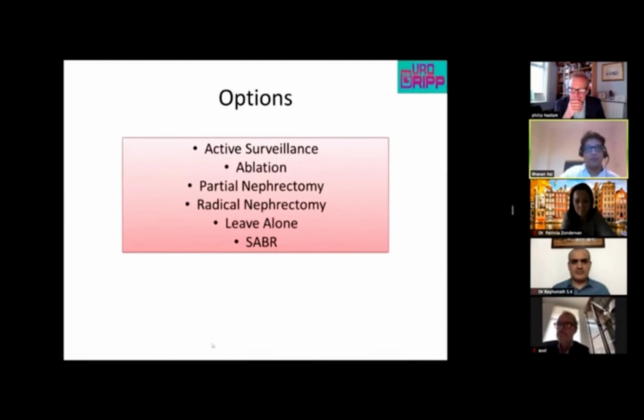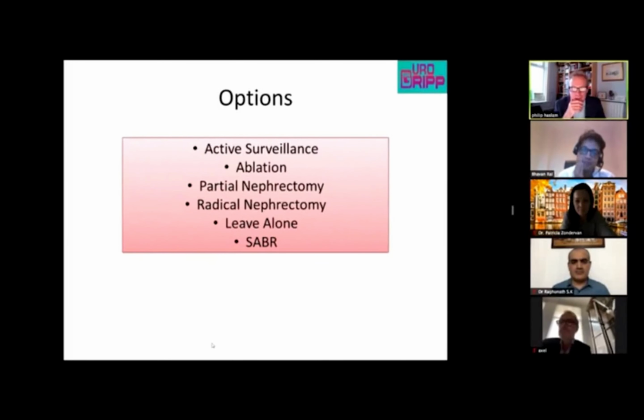Phil, would you consider this patient for ablation? Yeah, I would. If that's what she wanted, I would microwave ablate that. We'd just do that under sedation, and it would be done in about 50 minutes of CT time, and she'd be home the same day.